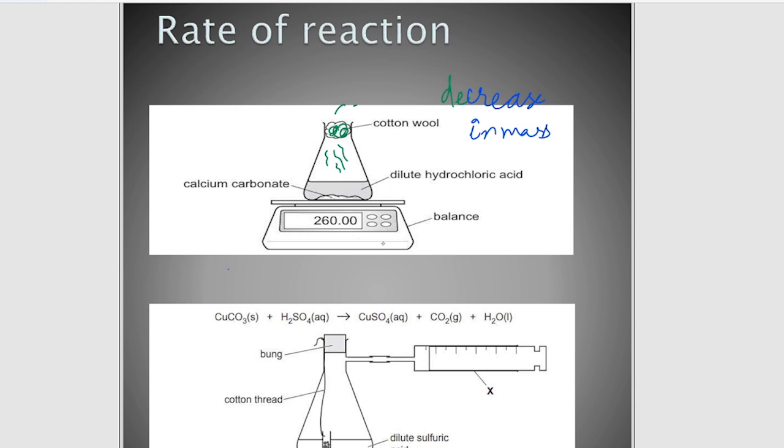After recording the decrease in mass at regular time intervals, we will come to know about the rate of reaction, and the graph which will be formed with decrease in mass along with time. And you have to write the unit as well. Time will be in seconds. So this kind of graph will be there.